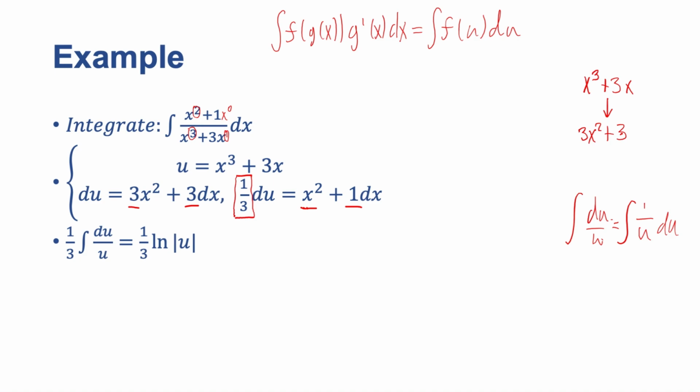All right, and now all that's left is to reverse substitute. We know u is equal to x cubed plus 3x, so we can plug that in, and that will leave us with our final answer of 1/3 times the natural logarithm of the absolute value of x cubed plus 3x, and of course adding our arbitrary constant of integration. All right, well, that was a third example for the u substitution.